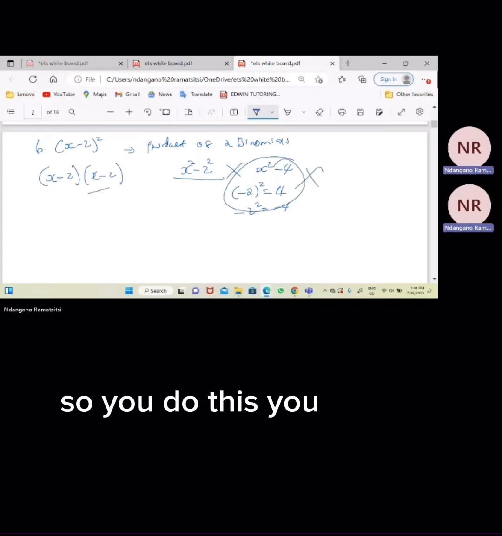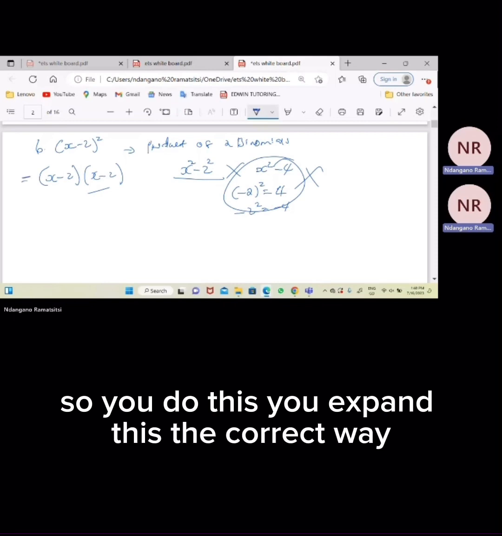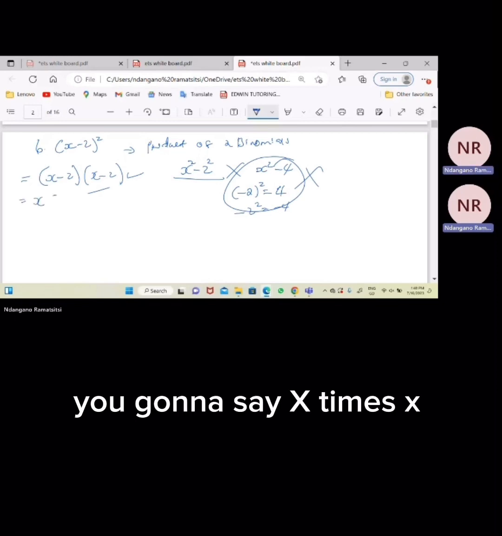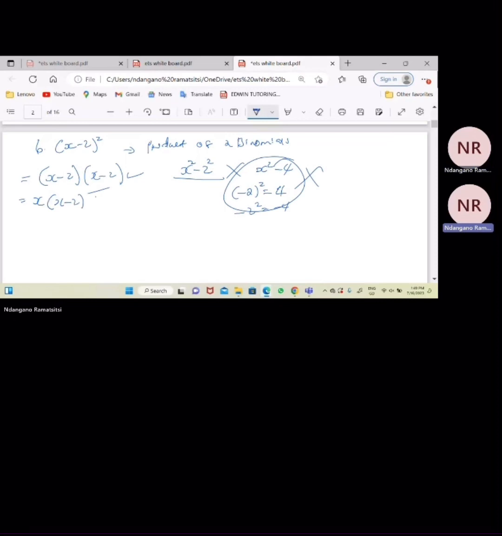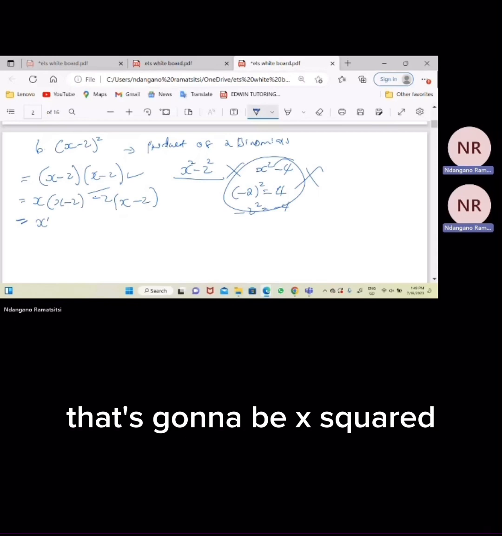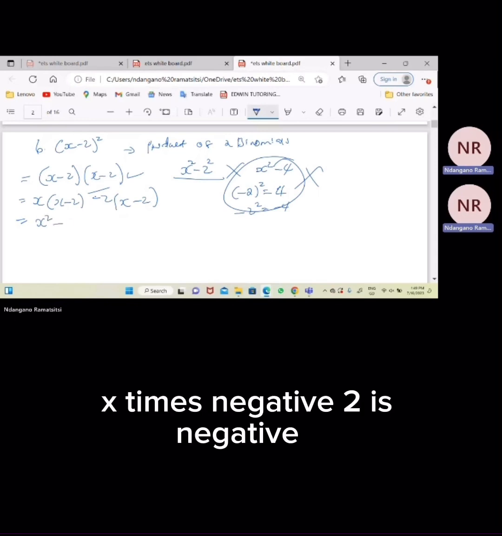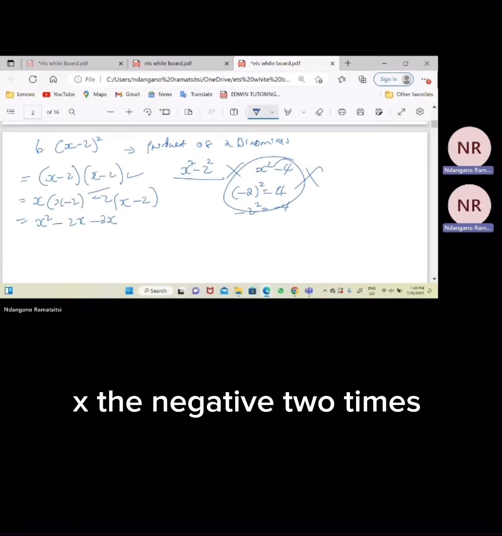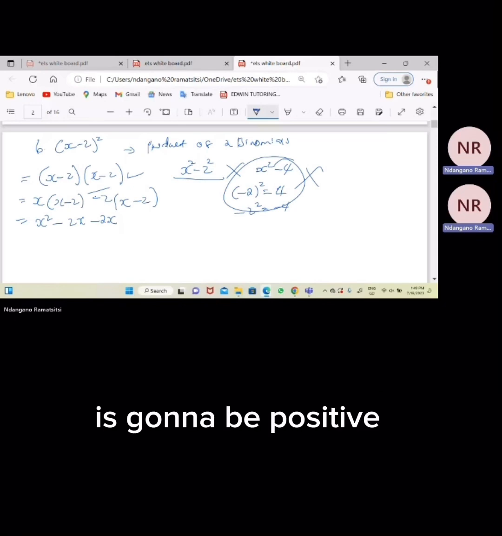So you do this, you expand. This is the correct way. You expand, then you distribute, right? You're going to say x times x minus 2, negative 2 times x minus 2, the usual. So okay, now you're going to multiply x times x, that's going to be x squared. x times negative 2 is negative 2x. Negative 2 times x is negative 2x. Then negative 2 times negative 2, that's going to be positive 4.